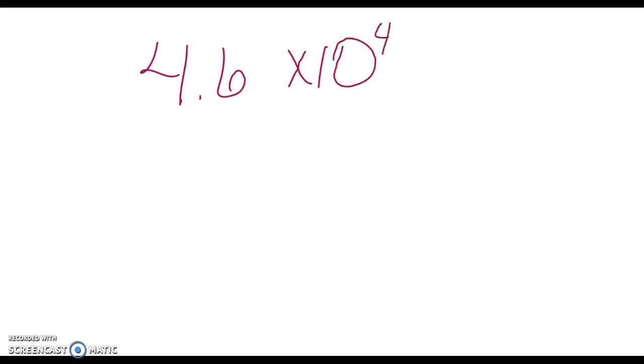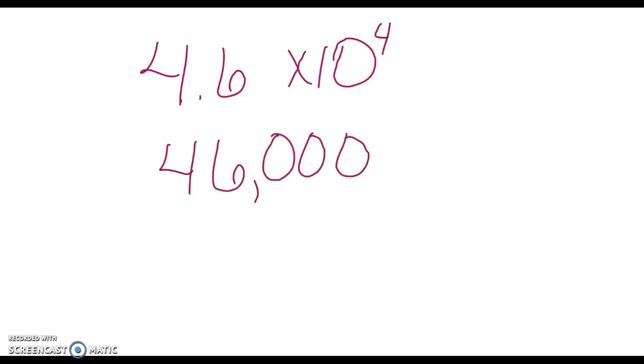Let's do one more. So we'll say we have 4.6 times 10 to the 4th. So I'm moving the decimal place 4 places, while the 6 will take up one of the places, and then I'll need 3 more places of zeros. So 4, 6, 0, 0, 0. So it's actually 46,000.